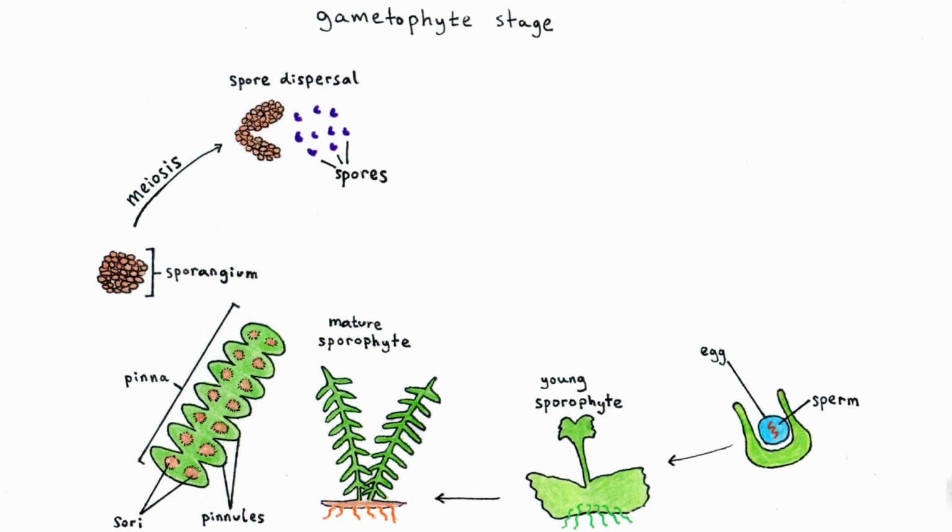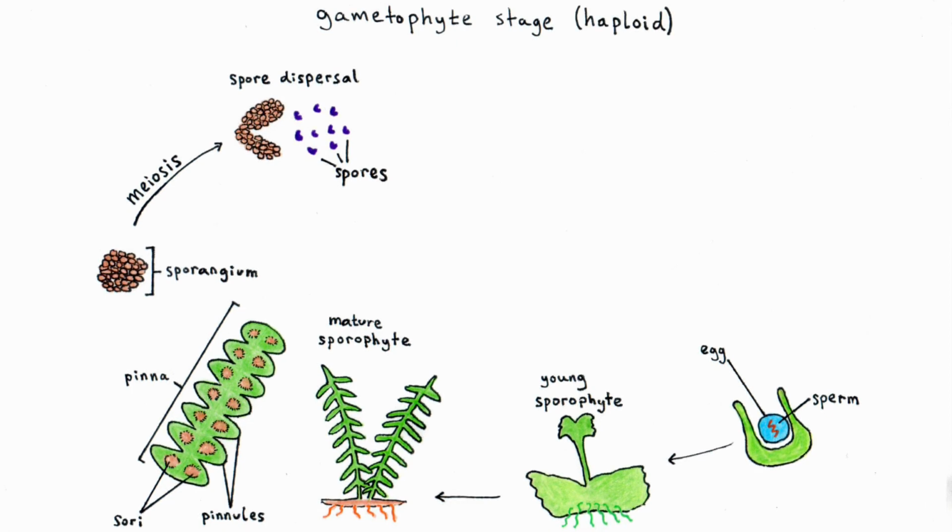We now enter the gametophyte stage of the fern life cycle. Every part of this stage involves organisms with 1 set of genetic information. The word for this is haploid. So we had diploid for 2 sets of genetic information and haploid for 1 set of genetic information.